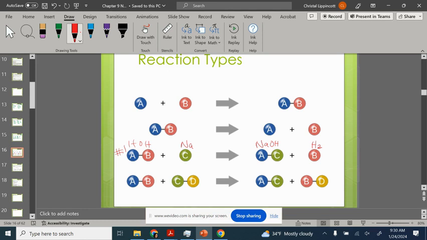Is this combustion or is it single replacement? This is single replacement. Oh yeah, that makes more sense. We'll get to combustion in a minute. Oh, okay. So this is single replacement because he's single now.